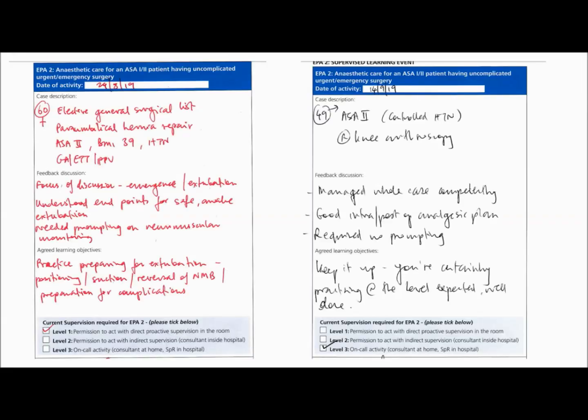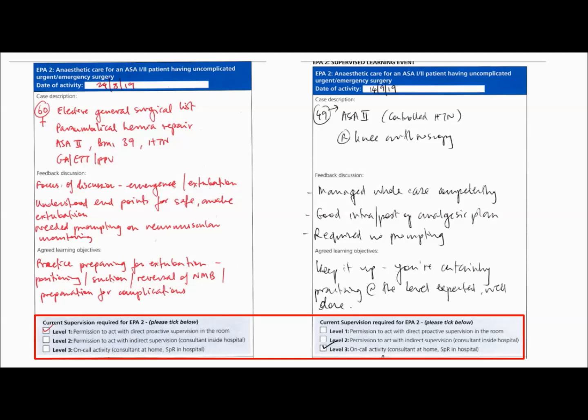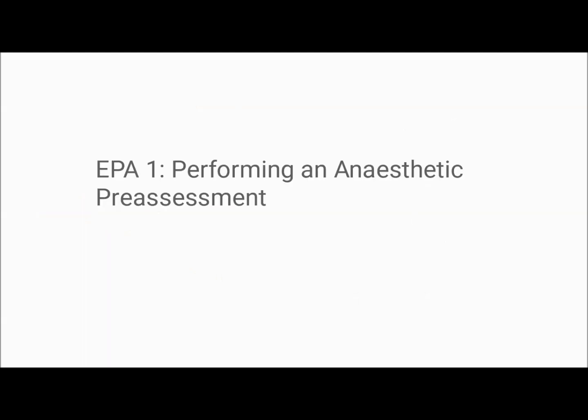These are 2 dummy SLEs for illustration. On the left is an SLE template from the beginning of the novice period. It documents a learning conversation about managing emergence from anaesthesia. In the right-hand SLE, the trainee is observed managing a whole case from start to finish and has reached the expected level of practice for entrustment. We use supervision levels to allow consultants to give global feedback about your performance, enabling you to benchmark yourself against the expectations of the programme and document your progression. I'll now briefly outline how we suggest you use SLEs to guide your learning during the novice period.